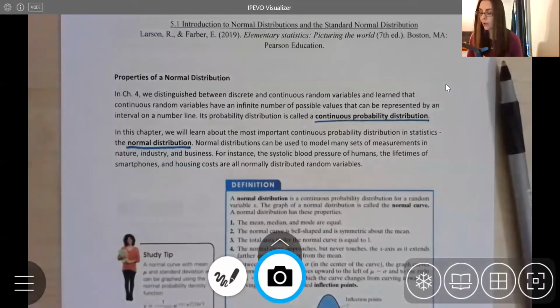Normal distributions can be used to model many sets of measurements in nature, industry, and business. For instance, blood pressure of humans, the lifetime of smartphones, and even housing costs are all normally distributed. There are a lot of variables in the world that are naturally normally distributed, meaning that they have this nice bell-shaped curve to them. Heights and weights are also frequently normally distributed. So a lot of items just naturally follow this pattern, and it tends to be a very common one. There are other continuous probability distributions as well, but we're going to focus our time on the normal distribution.